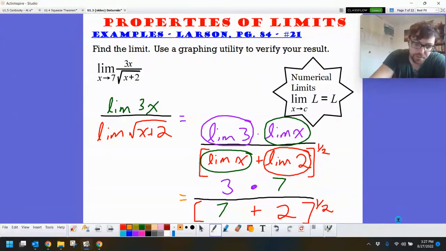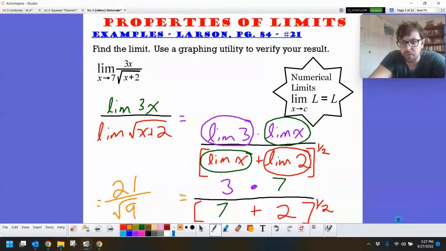Now just do the math now. Okay, so this is 21 over 7 plus 2 is 9, and that's being square rooted. So that's 21 over 3, so that's just going to be 7 as our final answer. This limit, oh really? It's just 7? Oh man! As we head towards 7, it's 7. Well, that was lucky. That was not where it was supposed to go. That was just lucky.